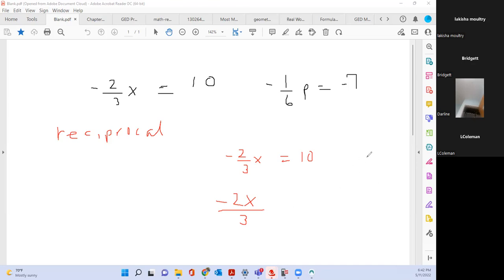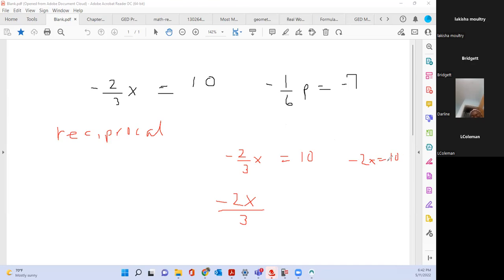Now let me ask you a question. What if I had -2x is equal to 10? How would I get x by itself? If I had -2x is equal to 10, how would I solve for x? What would I have to do? Would you do a 1-step equation? Yep, 1-step equation. What would I do? How can I get x all by itself?